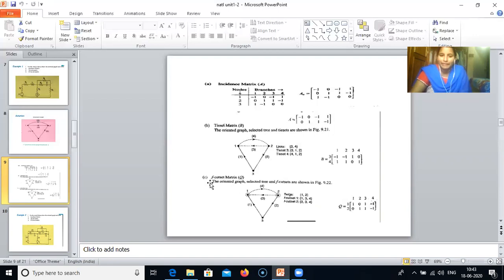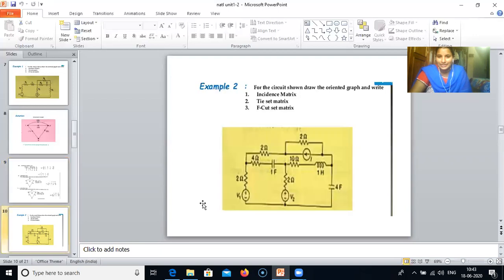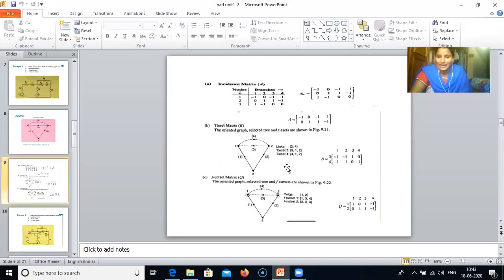Now the F cut set, fundamental cut set. Cut set means removing any one of the nodes. That is called the cut set. I'll tell briefly about the cut set matrix in the next class.